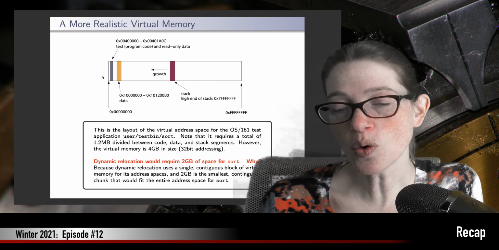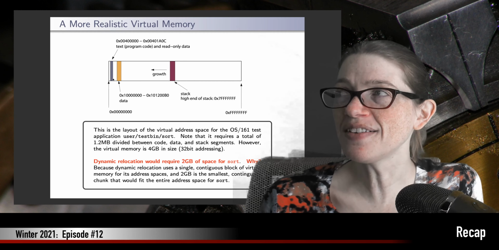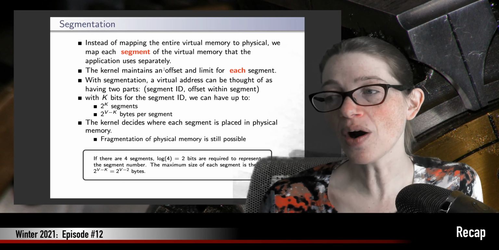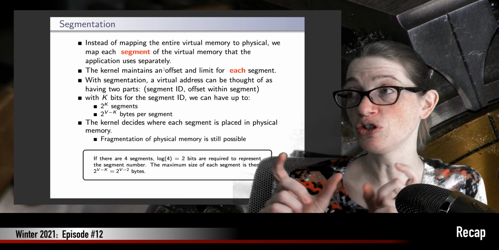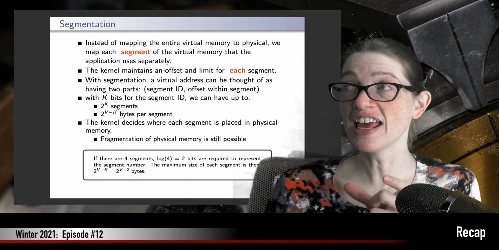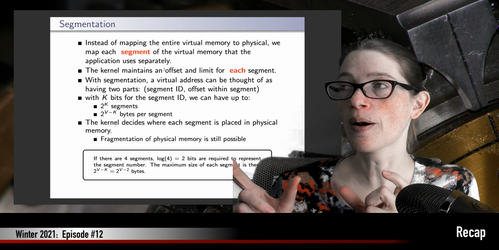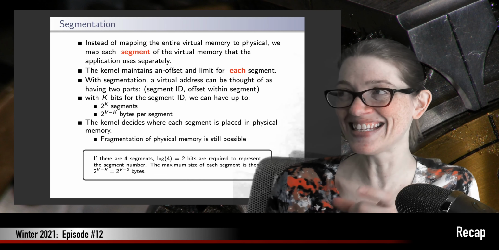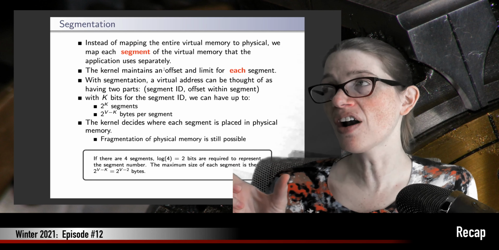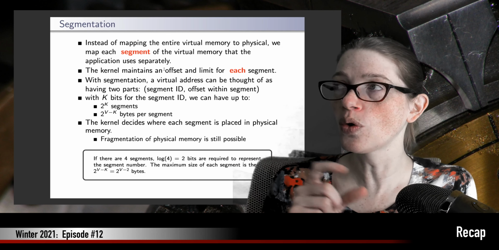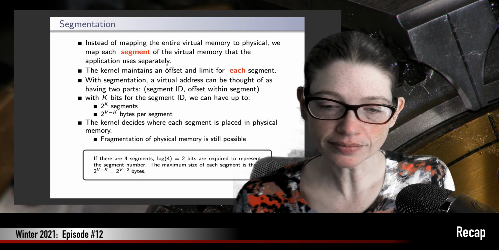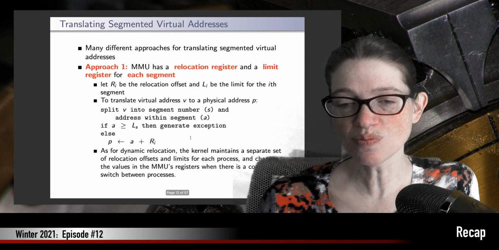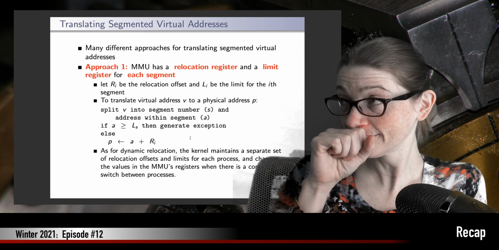So our improvement to that, of course, was to do segmentation, which is kind of doing dynamic relocation, except on each of the segments of the address space. That required us to split the virtual address into 2 parts. The first part being the segment number, and the second part being the offset within this segment. So the segment number is going to identify, is this code, is this data, is this stack? And then the second part of the address is indicating where in the code, where in the data, where in the stack is this address. And so we store offsets and limits for each of the segments.